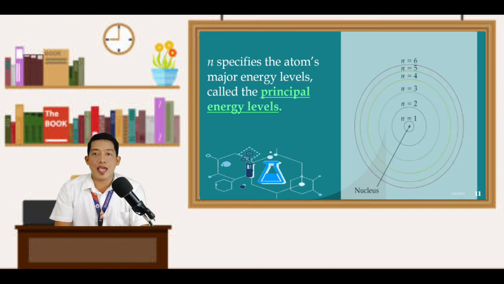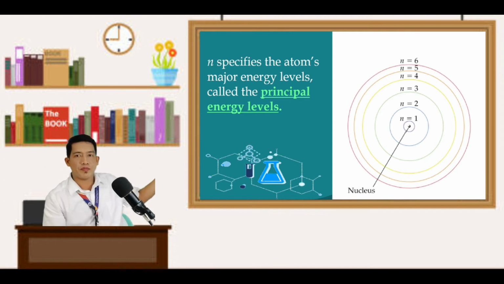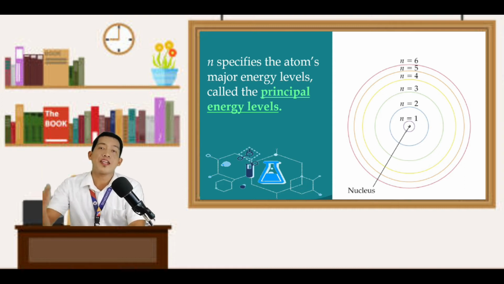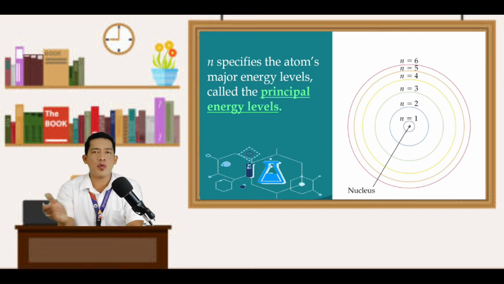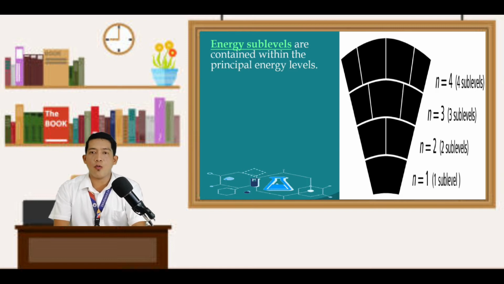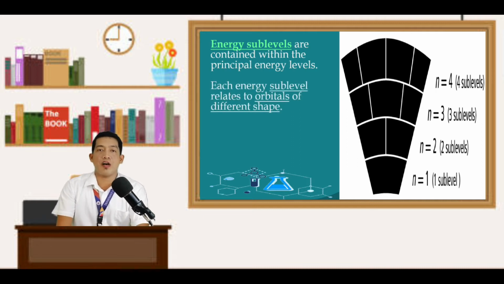Energy sublevels are contained within the principal energy level, as you can see on the diagram or presentation. It is represented by the principal energy level, n, which is equal to 1, 2, 3, and 4. The farther from the nucleus, the greater its energy level. Whatever its principal energy level would also be equivalent to its sublevels. Energy sublevels are contained within the principal energy levels. Each energy sublevel relates to orbitals of different shape.